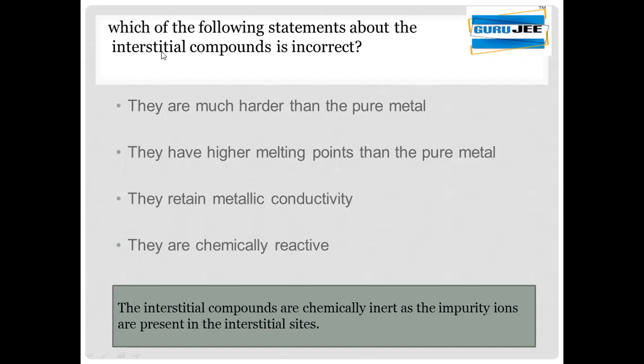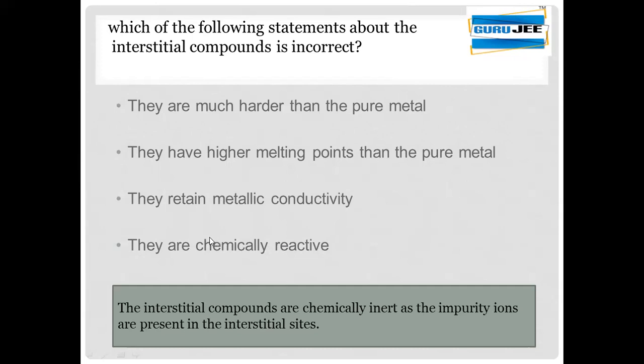Okay. Here four statements are given, and we have to check which one is incorrect about interstitial compounds. They are much harder than the pure metal. They have higher melting points than the pure metal. They can retain the metallic conductivity, and they are chemically reactive. From these four, we have to find out which one is the incorrect one.